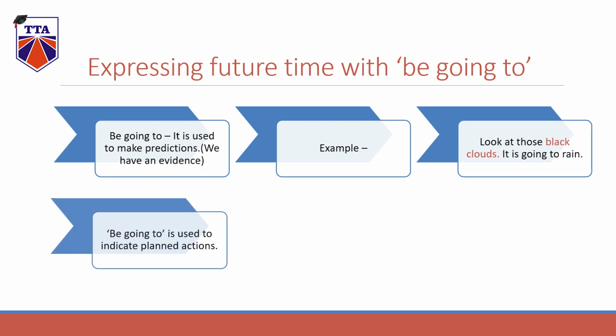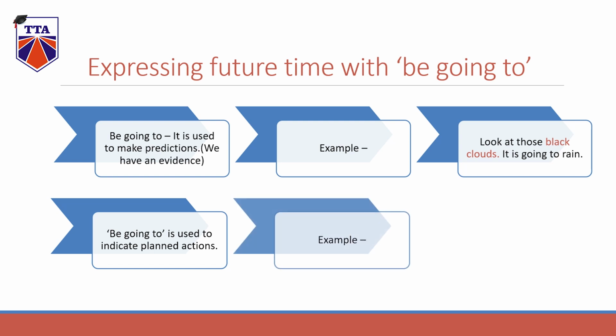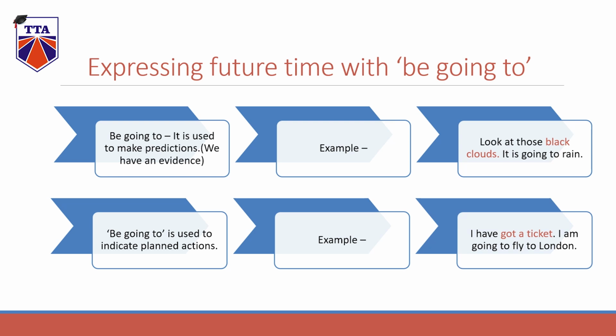There's another way in which be going to is used. It is also used to indicate planned actions. For example, I have got a ticket. I am going to fly to London. So you can see got a ticket is the evidence here that the action is planned. So that is why I am going to fly to London. In this sentence, going to has been used. So you have seen some examples.